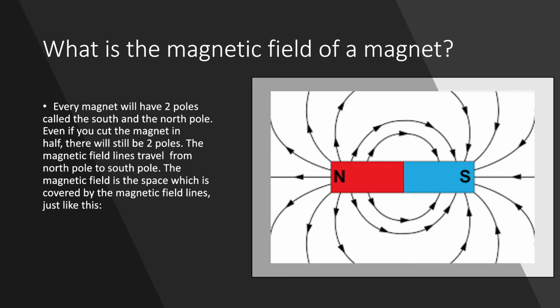To start with, we need to know what a magnet is and what a magnetic field is. A magnet is anything that has two poles, south and north, and has a magnetic field around it. Now what's a magnetic field? Magnetic lines go from the north pole to the south pole of a magnet, and the area covered by those lines is the magnetic field. This picture really explains how it is, and this picture is not by me, this is from Google Images.